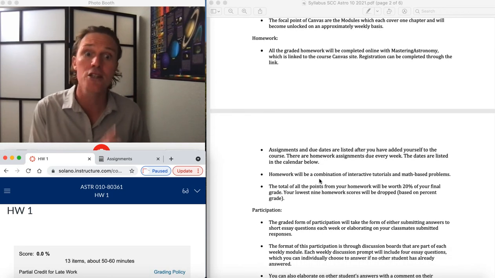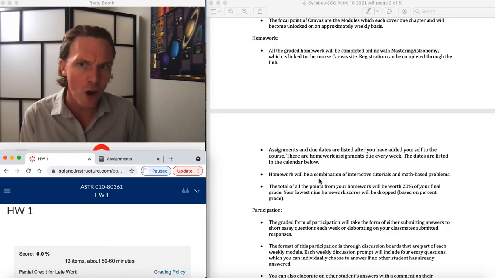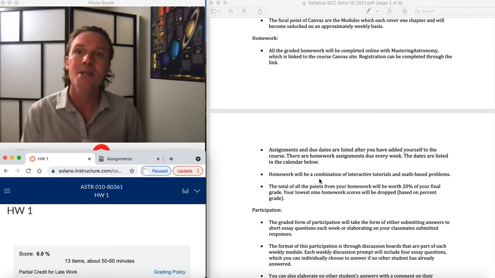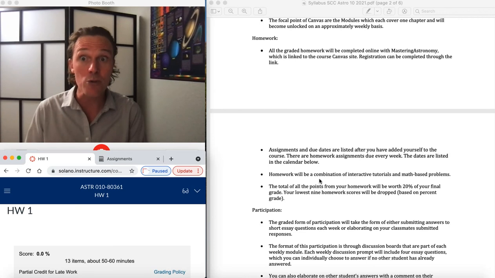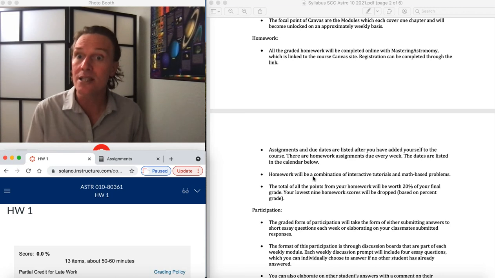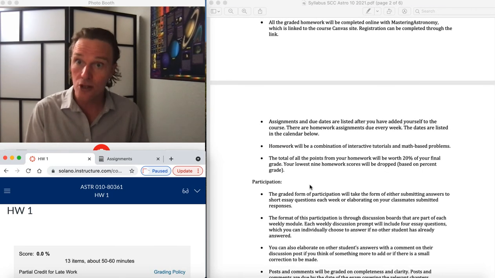Now, homework will be a combination of interactive tutorials and math-based problems. So what you don't see in the homework at all, in terms of the content, are multiple choice questions. Okay, multiple choice questions are important on the exams, they're important on those reading quizzes, but they don't show up in the homework. The homework is for practicing actual free response, not typing them up, but putting a numerical answer, which is either right or wrong, or doing a ranking task or interacting with a video somehow. And so those are the types of problems that I choose for the homework, okay? And again, they're all going to be web-based. They're all going to be through a particular site, that Mastering Astronomy site.